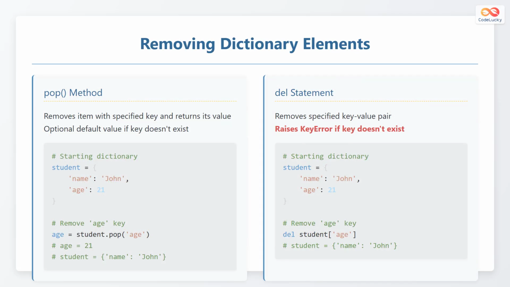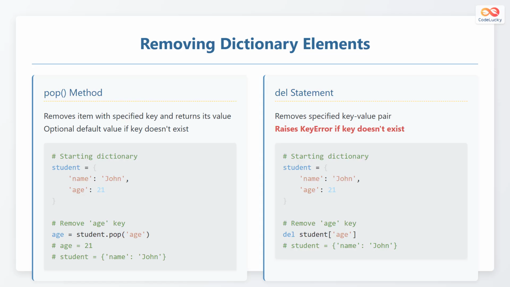Now let's look at how to remove elements from a dictionary. The pop method removes the item with the specified key and returns its value. You can also provide an optional default value that will be returned if the key does not exist. On the other hand, the del statement removes the specified key value pair from the dictionary. Be cautious, as using del raises a KeyError if the key does not exist.